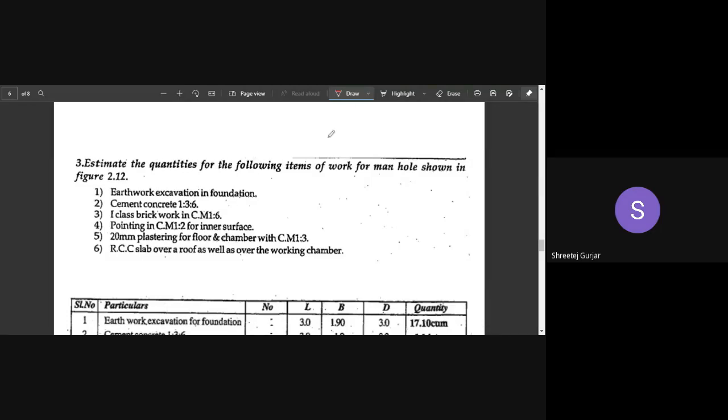Okay, so earthwork in excavation, the first thing always which you need to calculate, and cement concrete in your foundation, brickwork, pointing work, that is your plastering of your inner surface, which you need to do. Then 20 mm plastering for floor and chamber. Okay, plastering for our walls and then plastering for our flooring. Then RCC roof slab. Okay, 6 quantities we need to calculate.